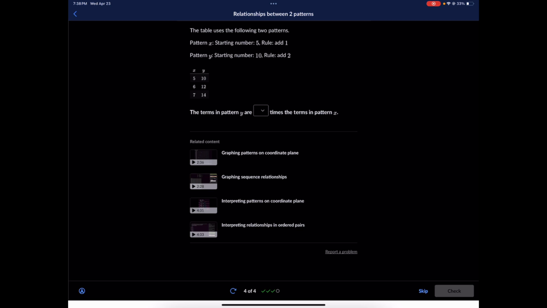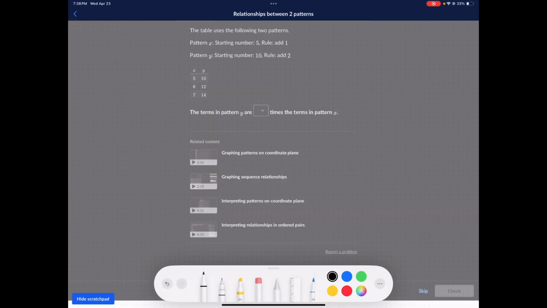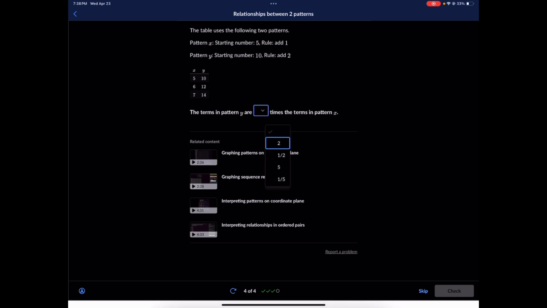Okay, last one. This is the last one we're doing for the day and with my help. So, please make the most of it. Okay, terms in pattern Y. Looks like Y is greater than X. So we are going to be using a whole number. It's either 2 or 5.